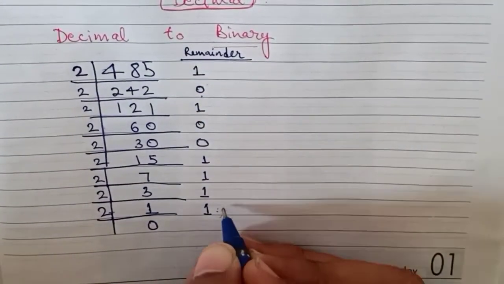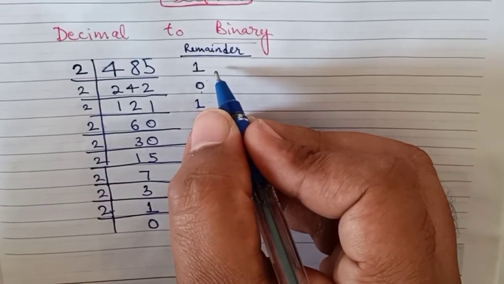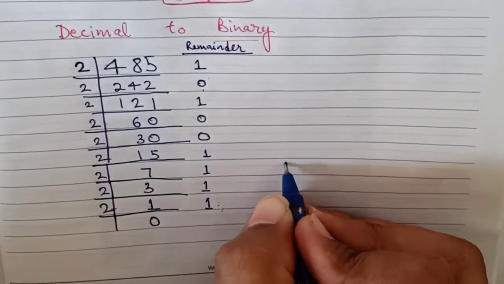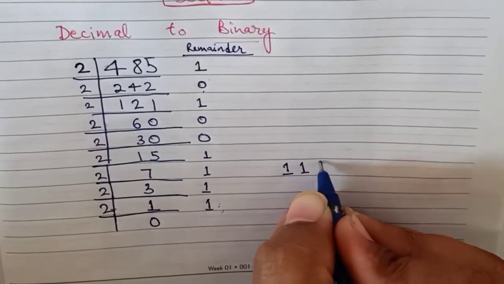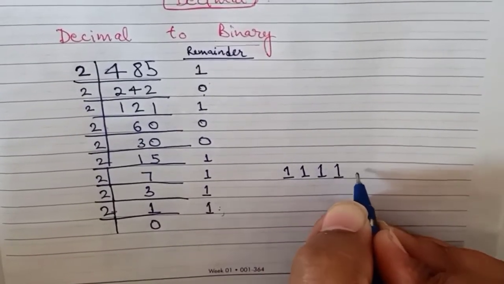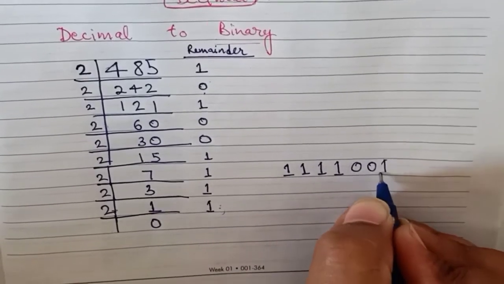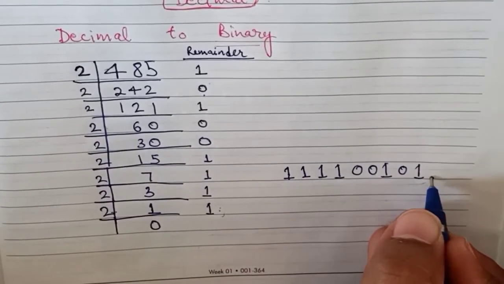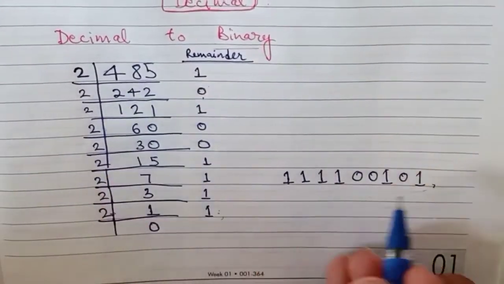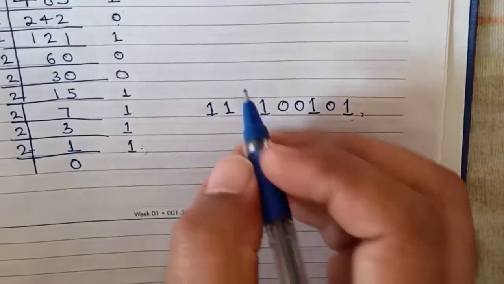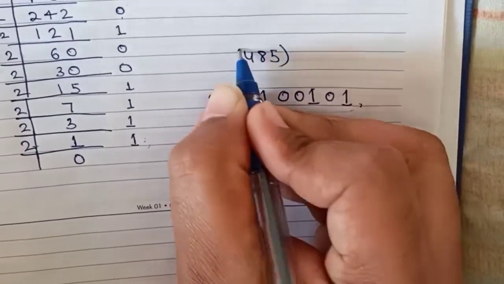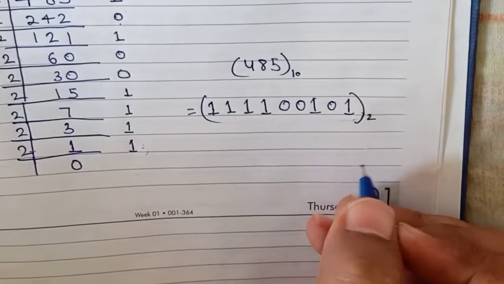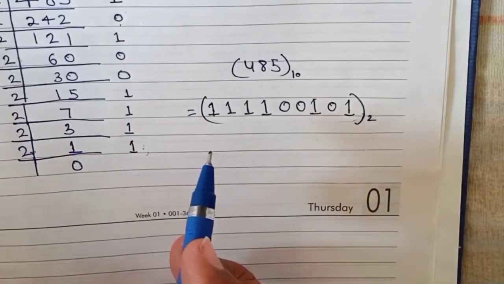We will convert it into a string of ones and zeros, and this is the binary number that we are looking for. So it will be 1 1 1 1 0 0 1 0 1. This is the equivalent binary number for the decimal number 485, or we can also say 485 in decimal is equal to this binary number.